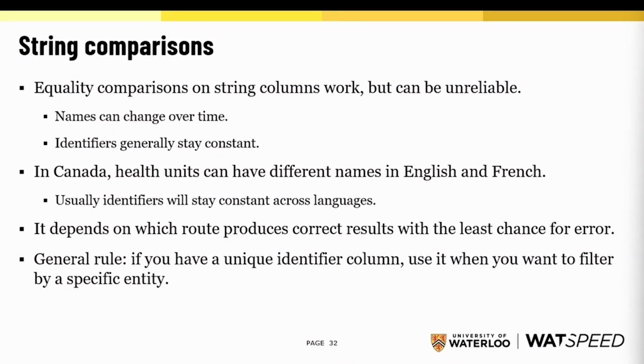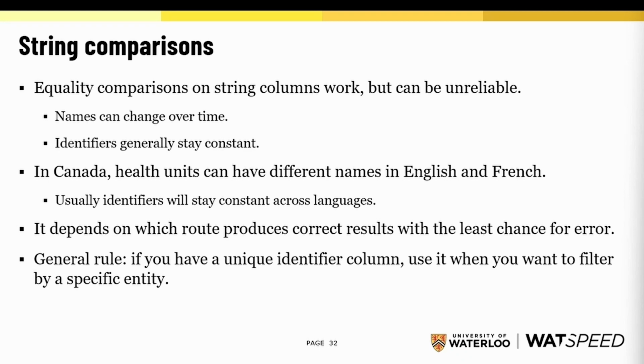Well, this gets into an issue that you can find with doing string comparisons. Equality comparisons on string columns can work fine, but sometimes they can be unreliable. For example, over a long period of time, names can change, but identifiers, especially numeric identifiers, generally stay constant. They don't change. Don't forget that in Canada, we are a bilingual country. Health units can have different names in English and French, but generally speaking, identifiers will remain the same across languages.